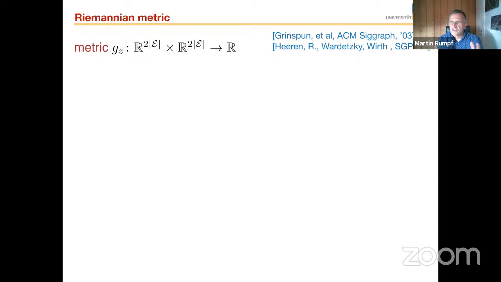So if we want to measure length, then we need a metric to turn this manifold into a Riemannian manifold. How to do so? So the metric acts at a certain position on the manifold. This is the position Z. And it's a quadratic form on the tangent space, so you plug in two tangent vectors.